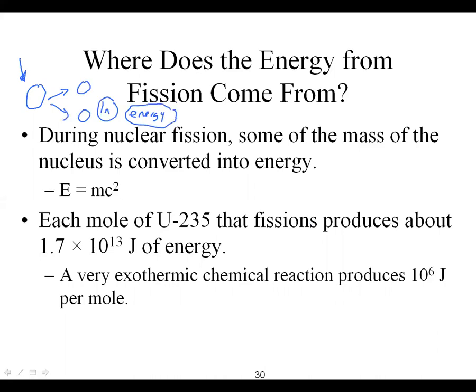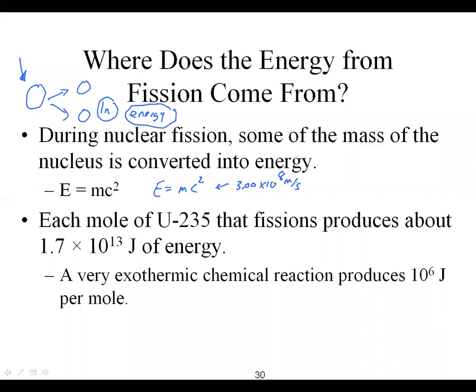And one way that we could relate this is through Einstein's equation, E equals mc squared. E is obviously our energy, M is our mass, and C is our speed of light, which again is 3 times 10 to the 8 meters per second.